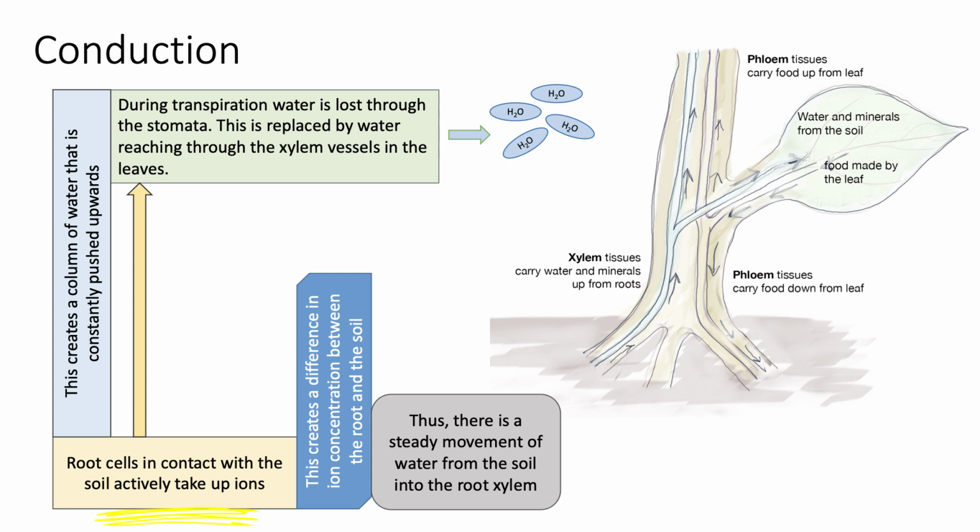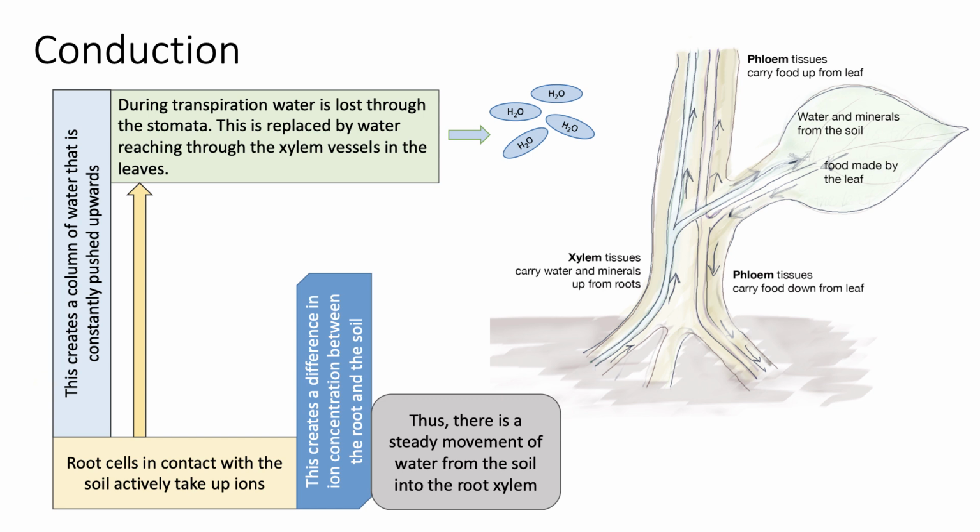Root cells, in contact with the soil, actively take up ions. This creates a difference in ion concentration between the root and the soil. Thus, there is a steady movement of water from the soil into the root xylem. This creates a column of water that is constantly pushed upwards.